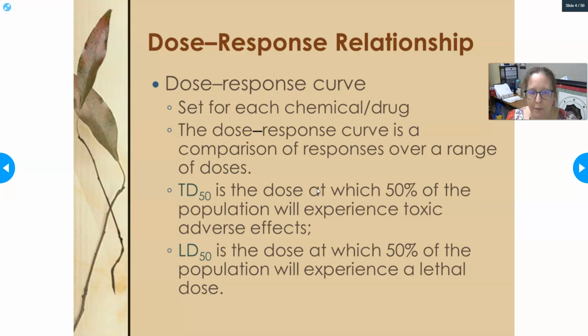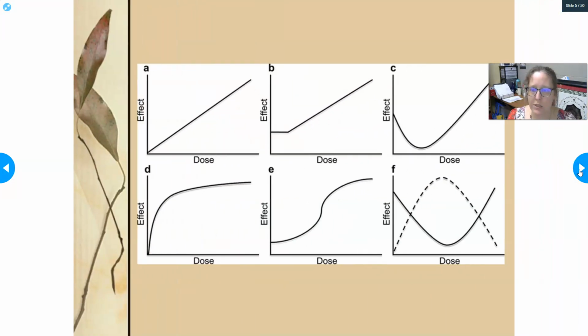So in the dose-response curve, the TD50, toxic dose 50, is the dose at which 50% of the population will experience a toxic adverse effect. So something that can be seen, measured, experienced, you can see what's going on. The LD50 is a lethal dose 50, a dose at which 50% of the population will die at that dose. So again, we're talking about toxic chemicals, etc. Just to give you an appreciation of all the different types of dose-response curves, you can see there is a variety.